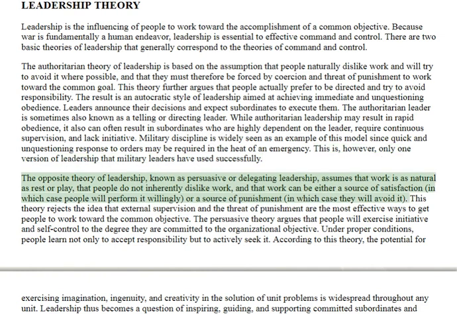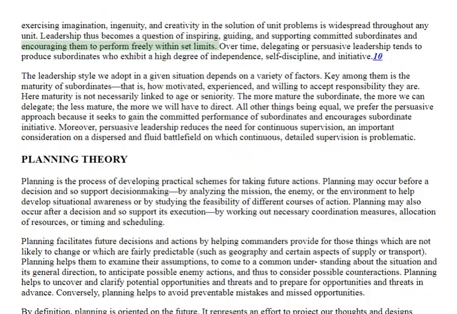The opposite theory of leadership, known as persuasive or delegating leadership, assumes that work is as natural as rest or play, that people do not inherently dislike work, and that work can be either a source of satisfaction, in which case people will perform it willingly, or a source of punishment, in which case they will avoid it. This theory rejects the idea that external supervision and the threat of punishment are the most effective ways to get results, encouraging subordinates to perform freely within set limits. Over time, delegating or persuasive leadership tends to produce subordinates who exhibit a high degree of independence, self-discipline, and initiative.